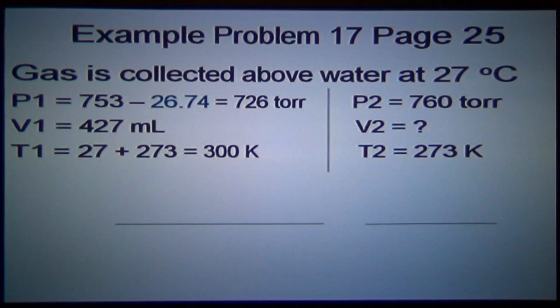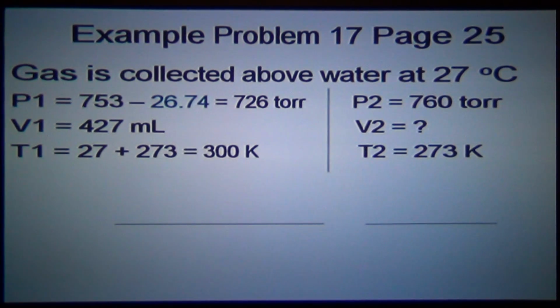So what would our new volume be if our pressure changed from 726 torr to 760, and our temperature changed from 300 Kelvin down to 273? How would that affect our volume, the 427? There are two ways you can go about solving this. You can use the combined gas law, the algebraic method. That is P1 V1 over T1 equals P2 V2 over T2. You have 5 of the 6 variables. You can plug in what you know and solve algebraically for what you do not.